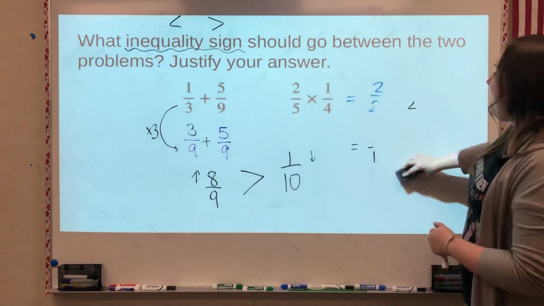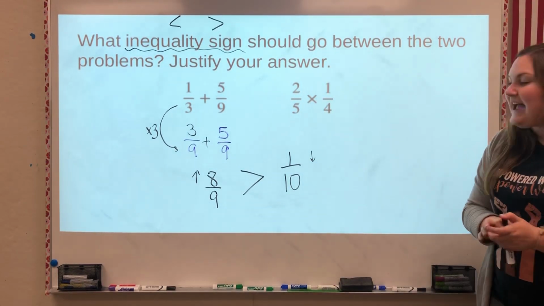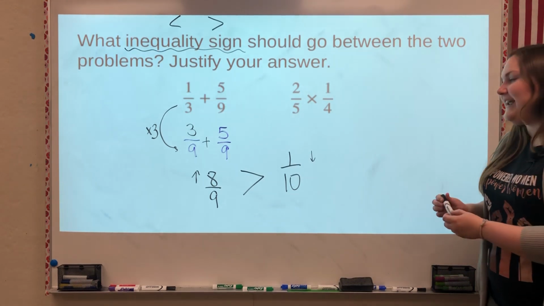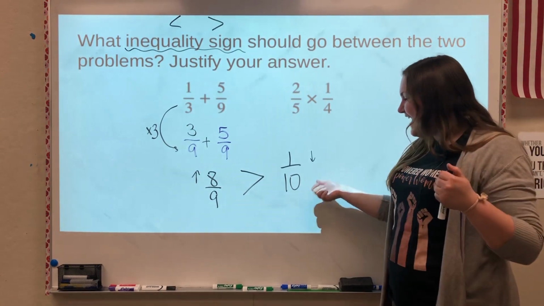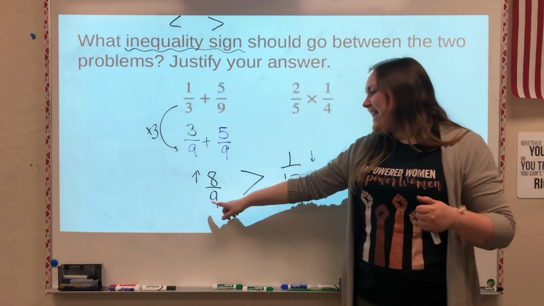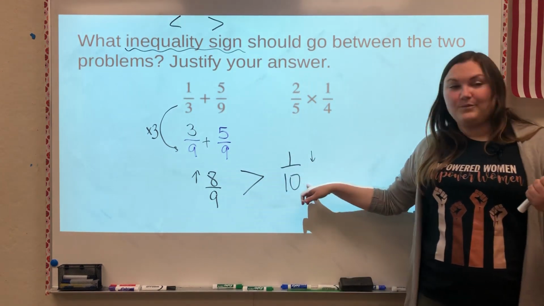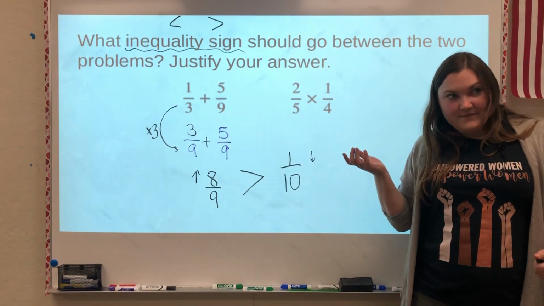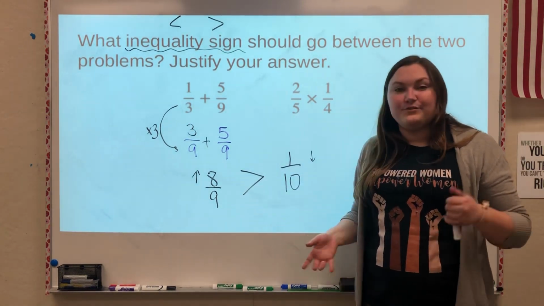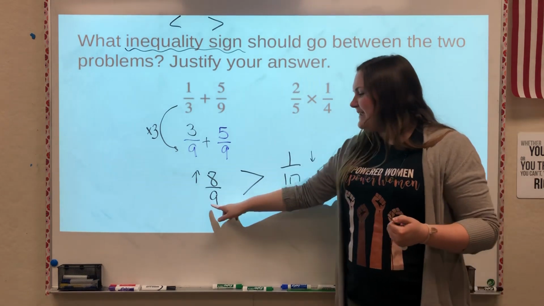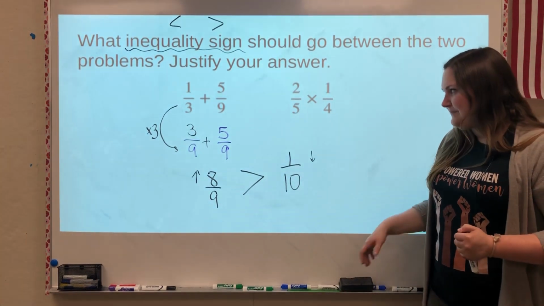For me, I would probably say something along the lines of, on the left side, I added those fractions together and got 8/9. On the right side, I multiplied those fractions together and I got 1/10. And I know 8/9 is greater because 8/9 is bigger than a half and 1/10 is smaller than a half. That's going to look different if you compared them in your head differently, if you used a different strategy, but you should be getting these same numbers here for at least the first part of your answer.